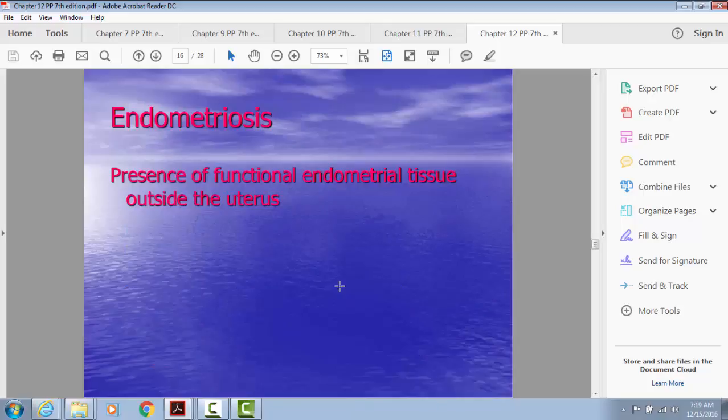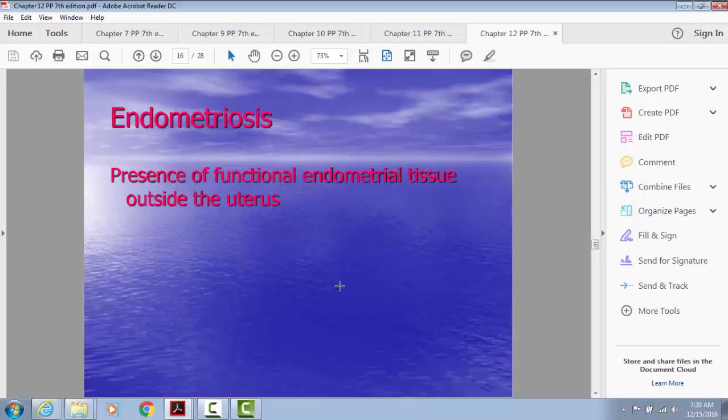Endometriosis is a condition where the uterine tissue basically continues to grow outside of the uterus. And there is a good picture of endometriosis in your textbook on page 400, and it shows all the places where uterine tissue can continue to grow outside of the uterus, so it can become very problematic.